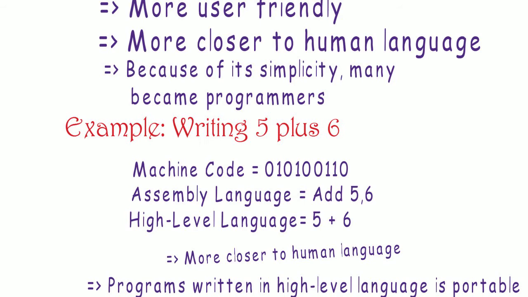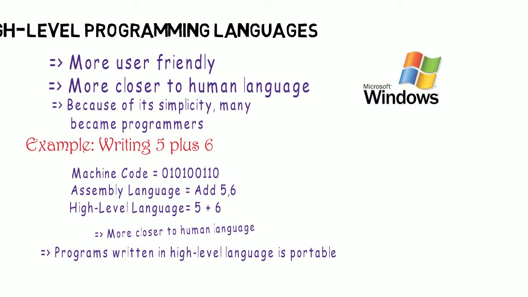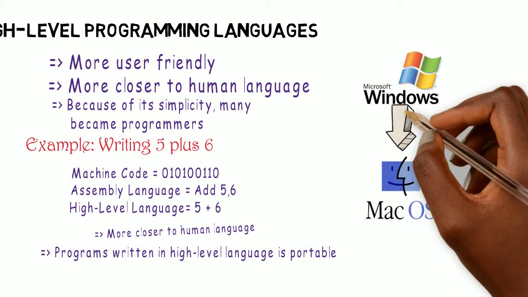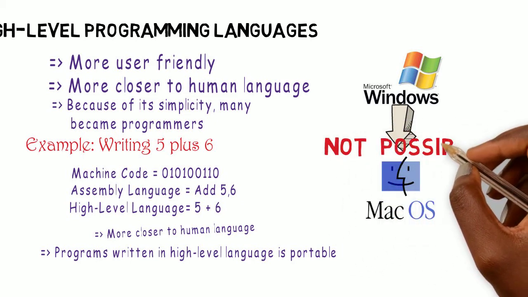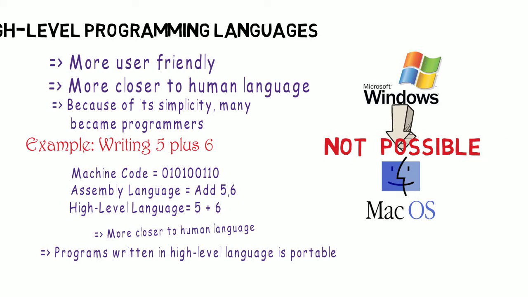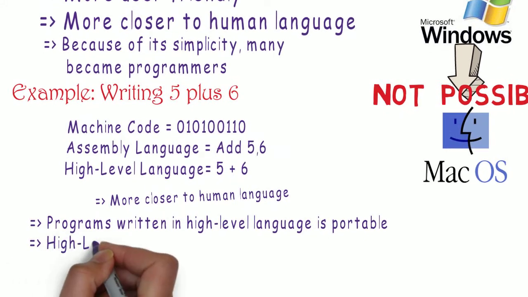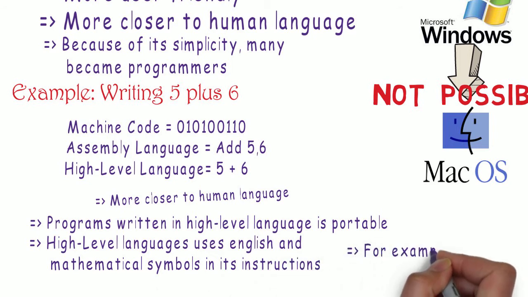High-level codes are portable, meaning they can run on different computer structures. However, because of differences in the operating system, there may be a need for modification. For example, a program written for Windows operating system can't run on Mac operating system, hence they need to modify the line of code. High-level language is a language that uses English and mathematical symbols in its instructions. For example, addition, subtraction, division, multiplication.